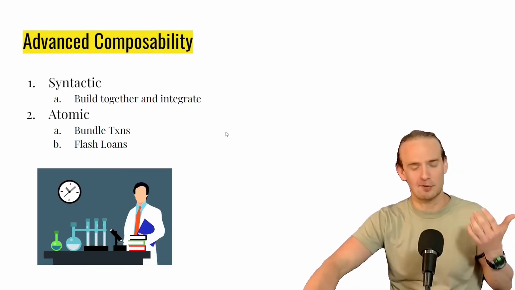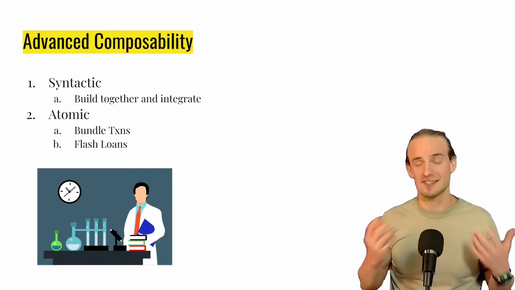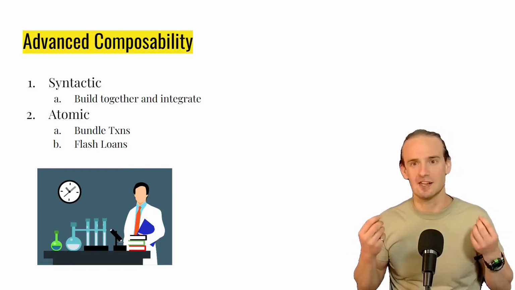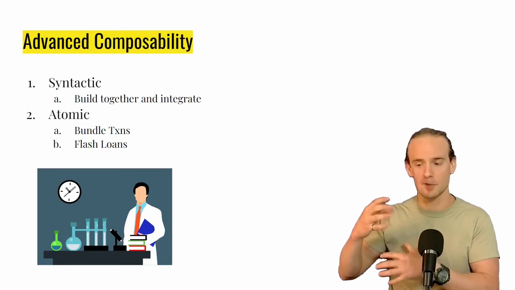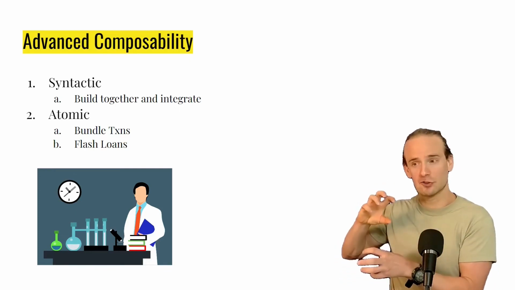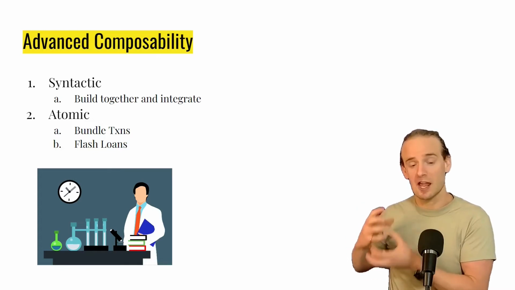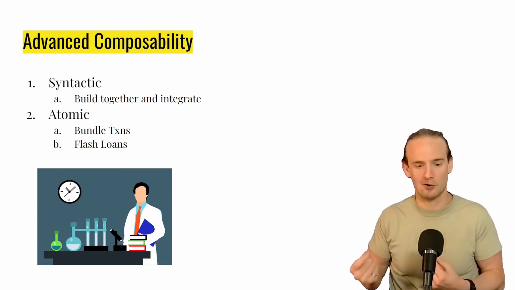There's some advanced composability that I did want to touch on just briefly. There's syntactic composability, which is essentially building and integrating things together. So kind of the example I gave you, building on Ethereum, we're building different modules that can be plug and play interfaced that can work with each other. And that's pretty cool. But we also have something known as atomic composability.